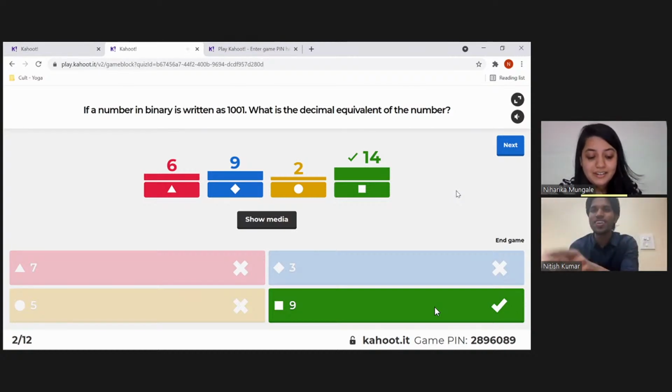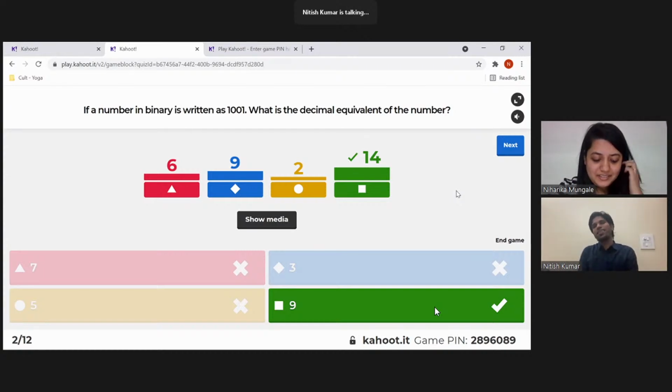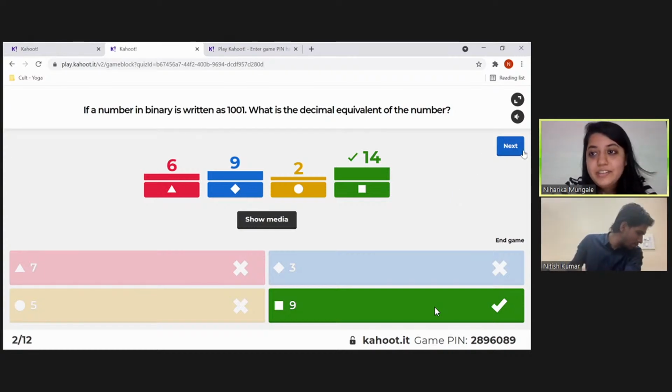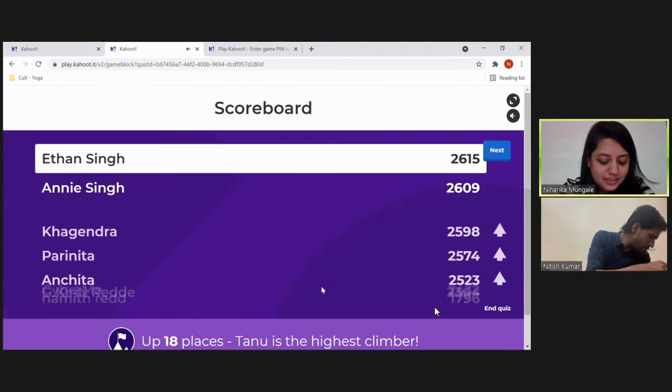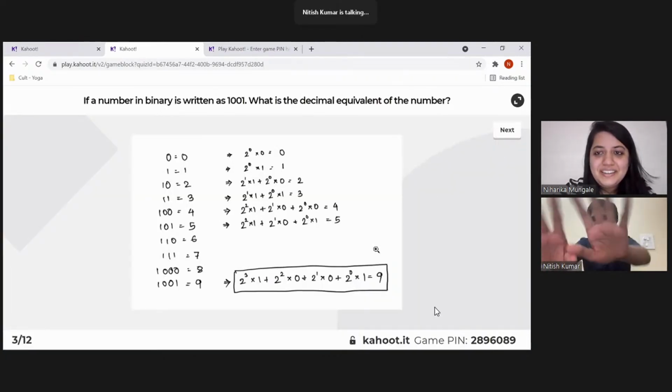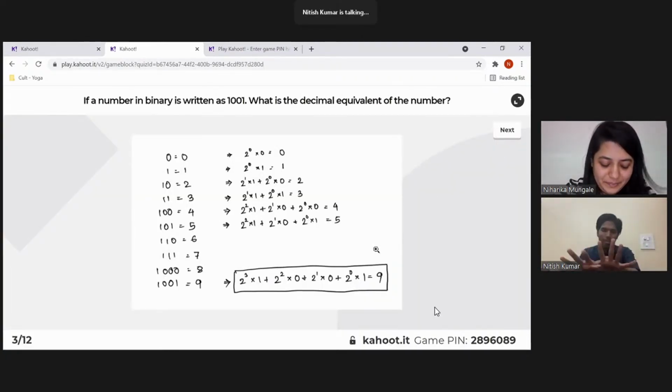So let's go to the next slide, which is an explanation slide for this. I'll tell you how that works then. Guys, you just have to chill on the chat. Awesome. Ethan and Annie are still neck and neck. This is amazing. Annie picked up 4 points. Wow, that is really good. Awesome. Let's go to the explanation slide, so I'll tell you how this works.